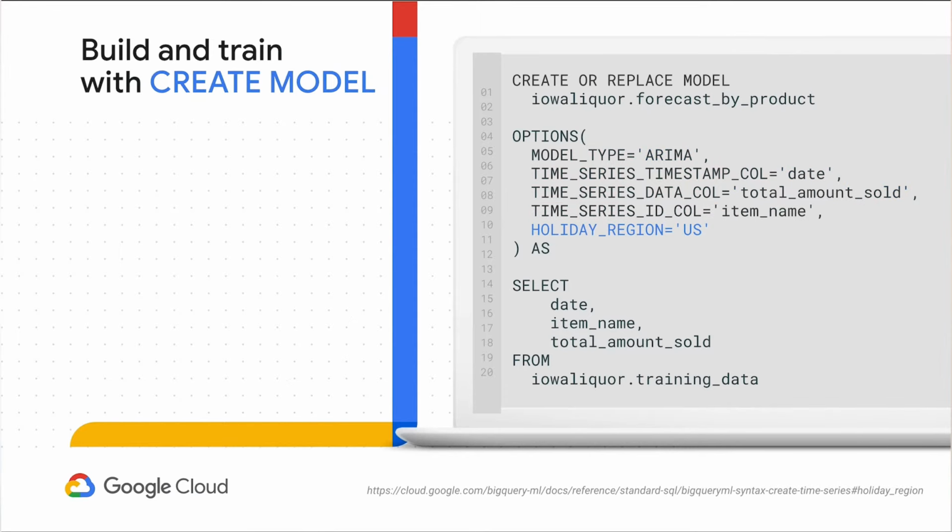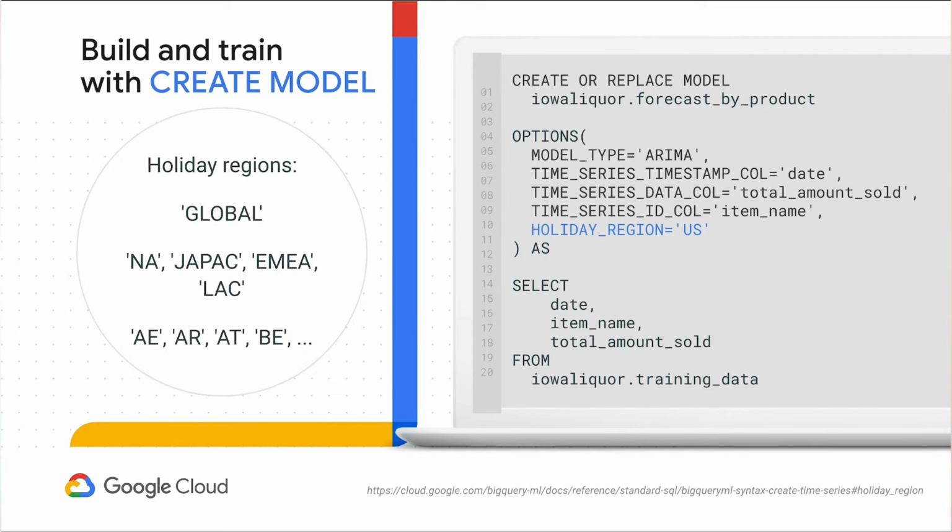Another thing to note is because Iowa is a state in the United States of America, we can choose to specify holiday regions that correspond to that particular geography. So in this case, I've chosen holiday region equal to US.